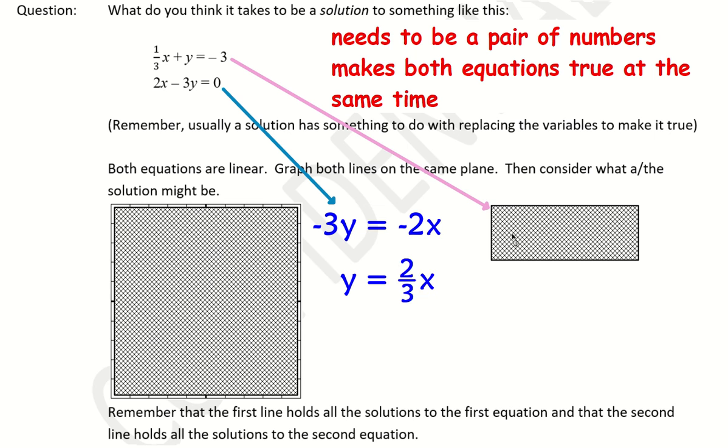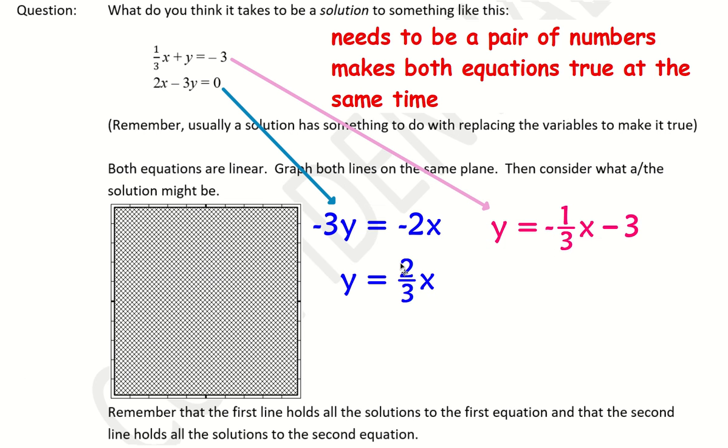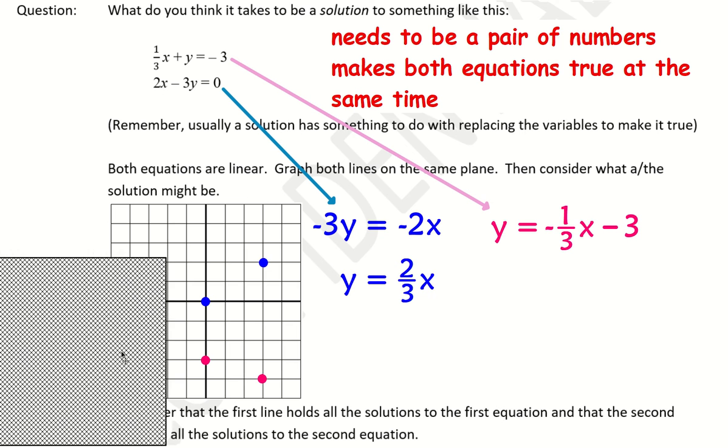So this stuff right here is the little scratch work or the side work that we have to do in order to put both of these in y equals mx plus b form, so that we know the red line is going to have a y-intercept of -3 and a slope of -1/3. Meanwhile, the other line is going to have a y-intercept of what? 0. This might as well say +0. And the slope is going to be 2/3.